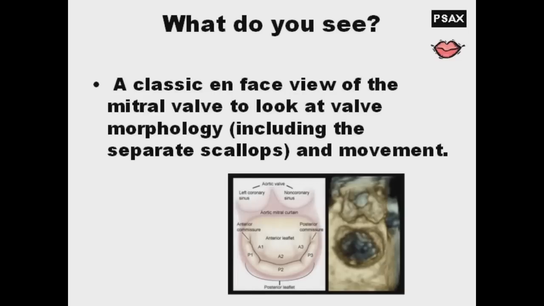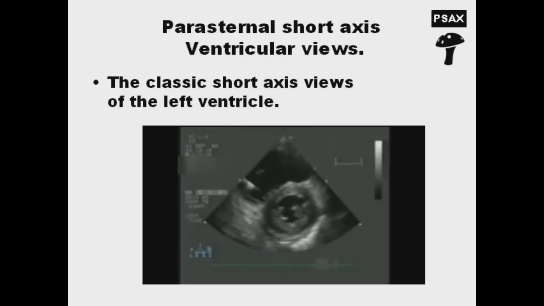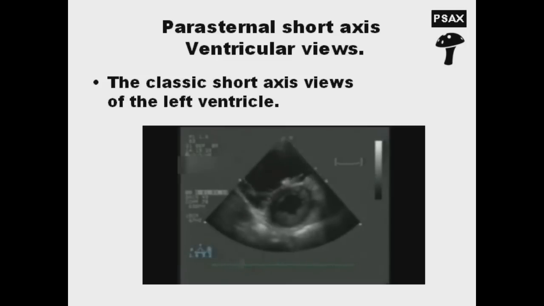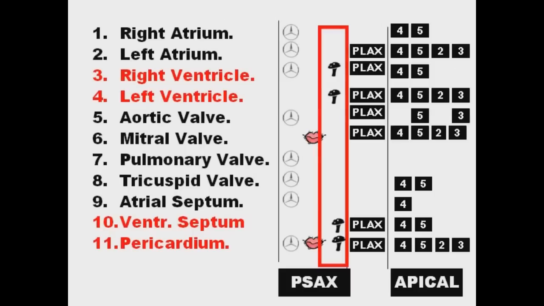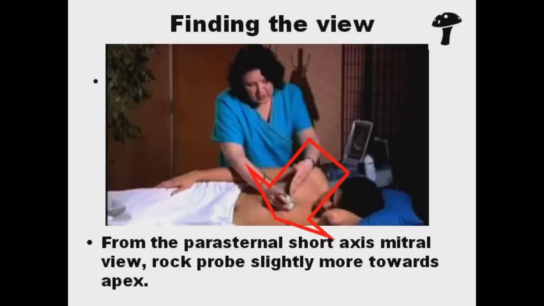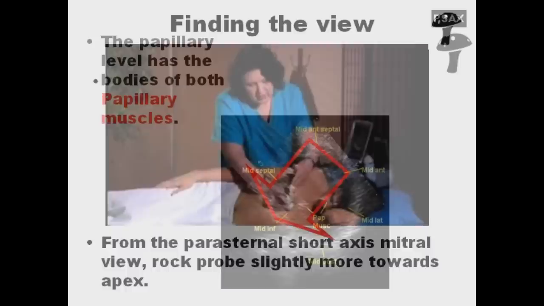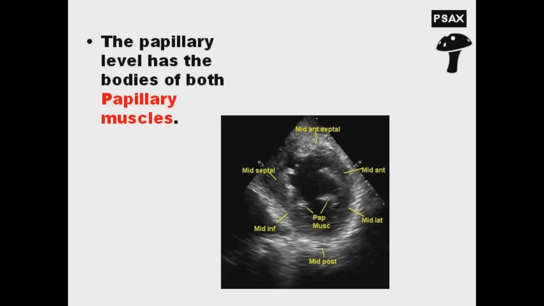The image shows the anatomy of the mitral valve and a three-dimensional image of the valve in the same plane as the short axis mitral view. Right ventricle, left ventricle, ventricular septum, and pericardium are the cardiac structures in the short axis ventricular view. Rock the transducer slightly more towards the apex. This is the classic mushroom view.